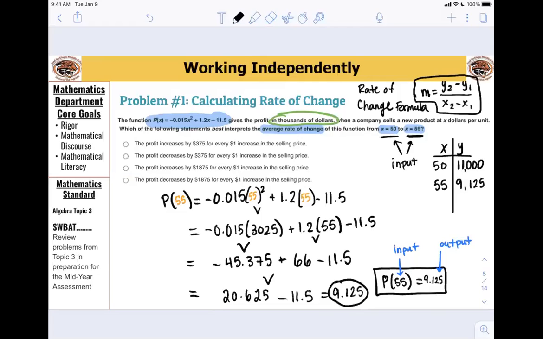I have my x1, x2, y1, y2. So the final step, I know you guys thought we were done. We're not done yet. The final step is to use the slope formula, the rate of change formula, and plug everything in. So y2 minus y1, that's going to be 9,125 minus 11,000 over 55 minus 50. So go ahead and plug that in and see what you get.